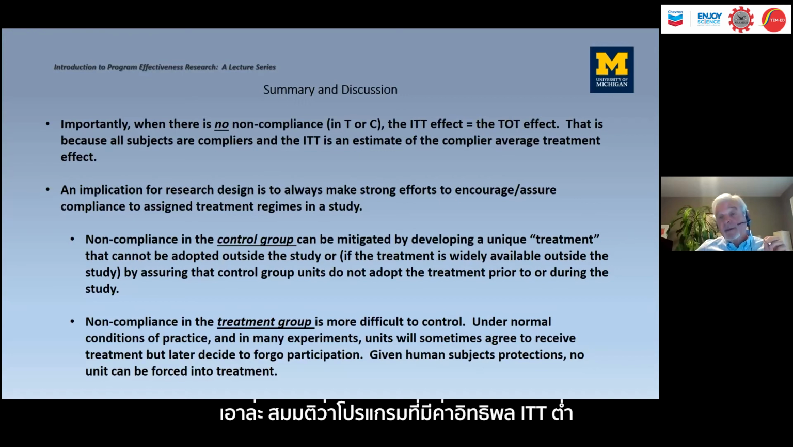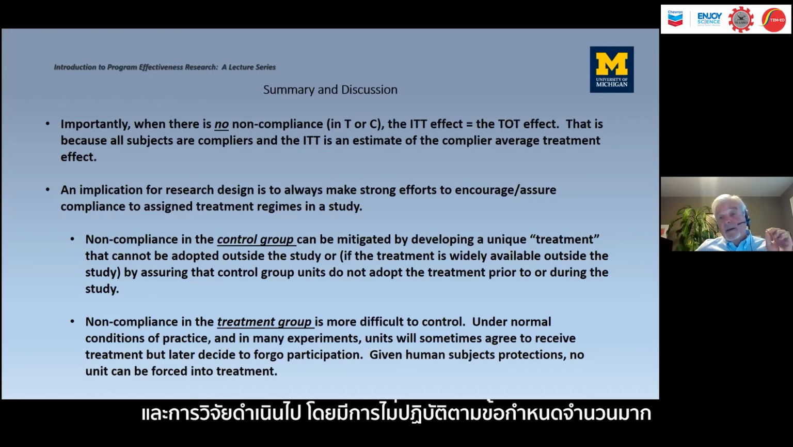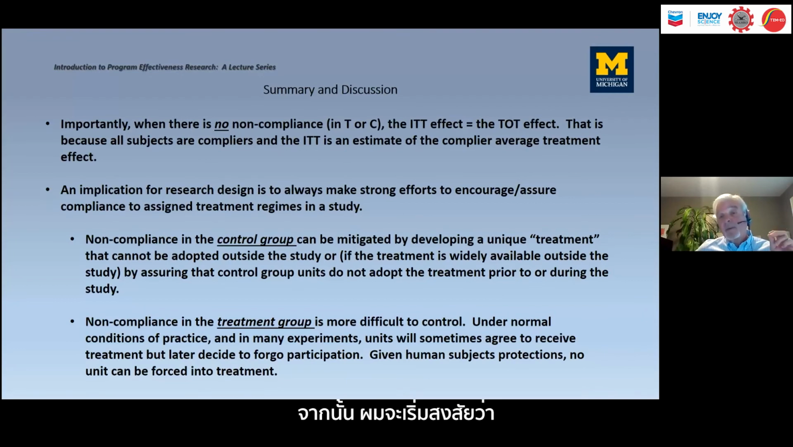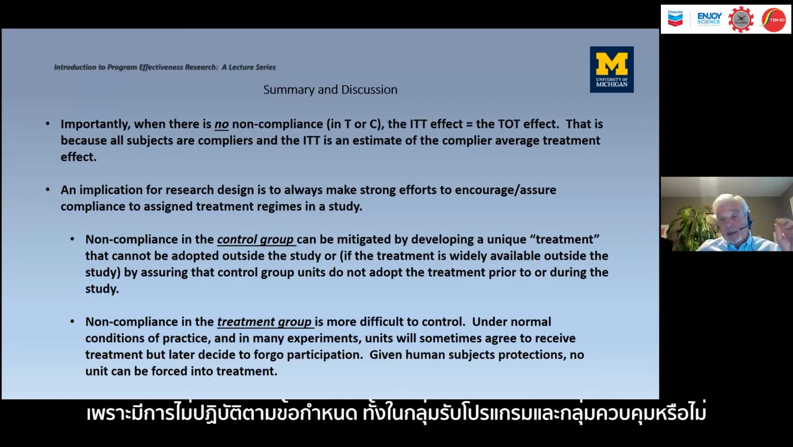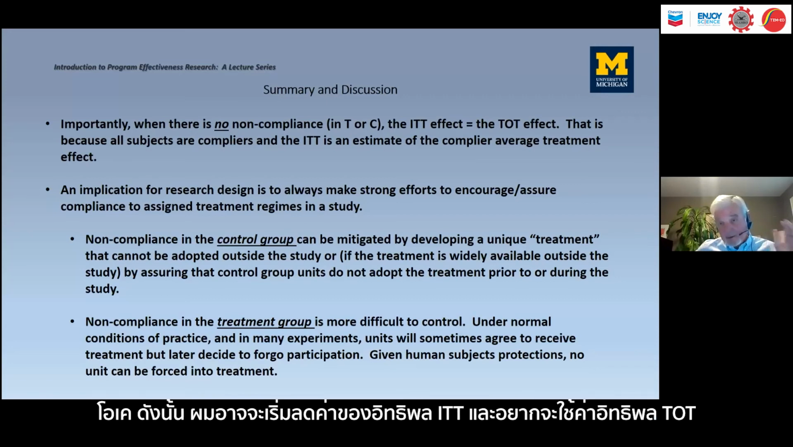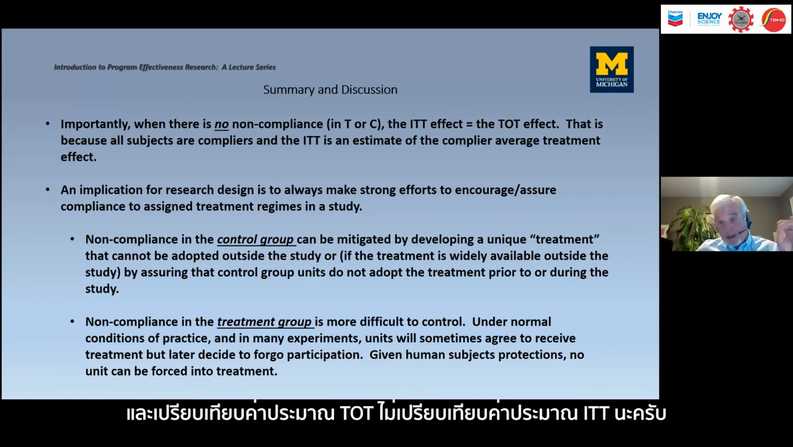So supposing that the intervention that had a low ITT, also the study was conducted where there was lots of non-compliance. Then I begin to wonder whether the actual effect of the treatment on the treated was underestimated due to non-compliance both in treatment and control. So I might begin to discount the ITT and want a TOT, and make my comparison on the TOT estimate, not the ITT estimate.